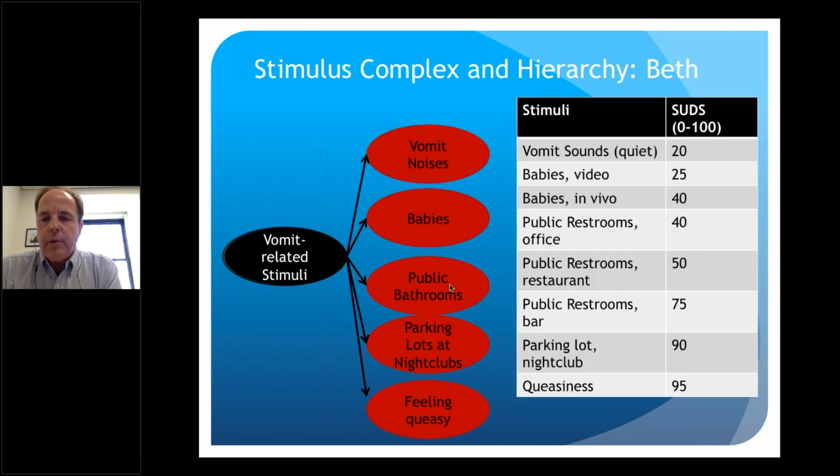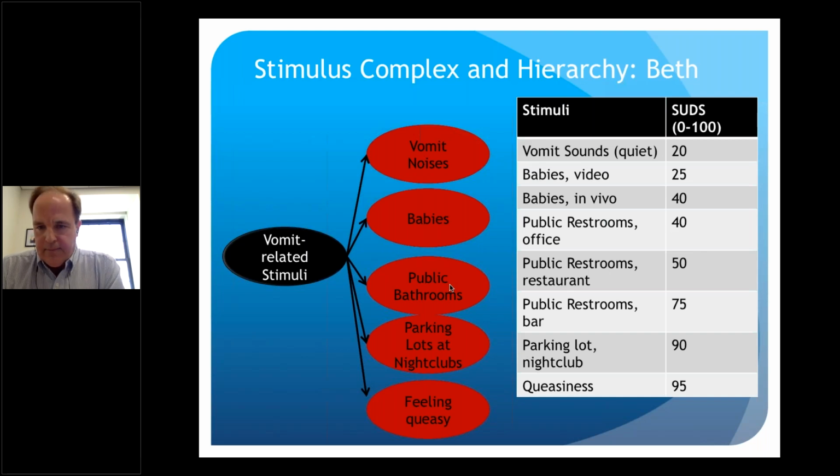Here's a portion of her hierarchy. It was much more extensive, but for our purposes, for the example, I thought it would be useful to just kind of break it down slightly. So quiet vomit sounds, for example, if she heard them in the distance, or if it was behind the bathroom door and there was noise around or some other kind of distractor, and she knew that someone was in the midst of feeling queasy and about to throw up, she'd feel about a 20.